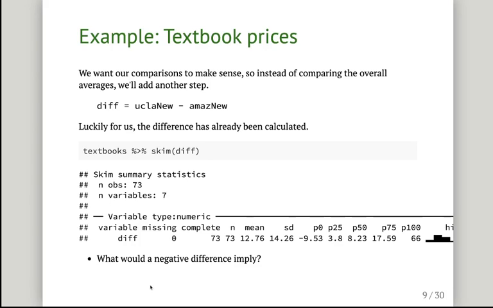This has already been done in our data set, excuse me. So we've got the mean difference. On average, the UCLA price was about $12 more. We have the standard deviation. We have some quartiles. So negative differences here are again going to imply that the book is more expensive on Amazon. Positive differences, more expensive at the UCLA bookstore.